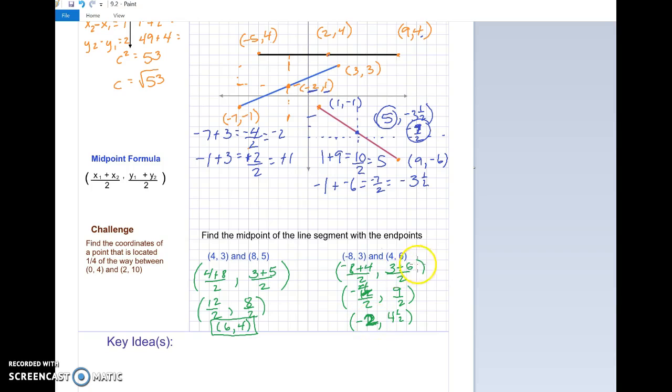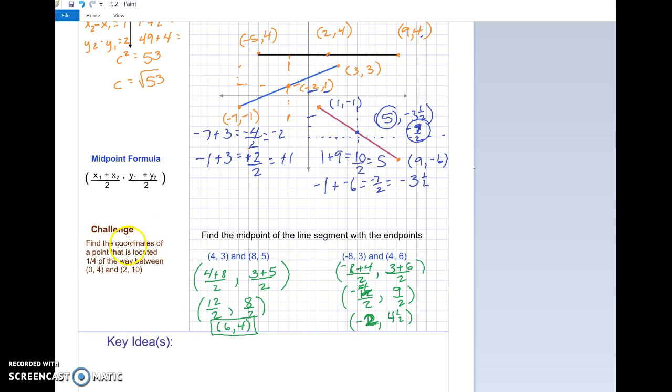And then this one, 3 plus 6 is 9. 9 divided by 2 is 4.5. So that one's okay. So it's not negative 6 and 4 1/2. It's negative 2, 4 1/2. All right. Last thing, little challenge for you.